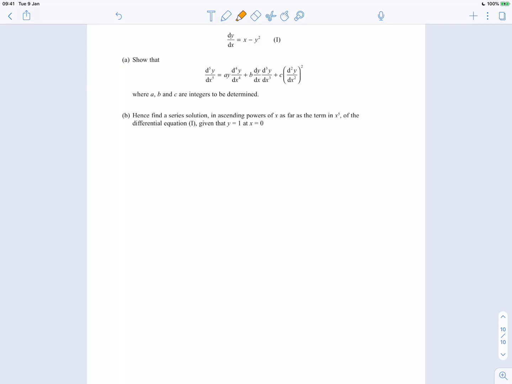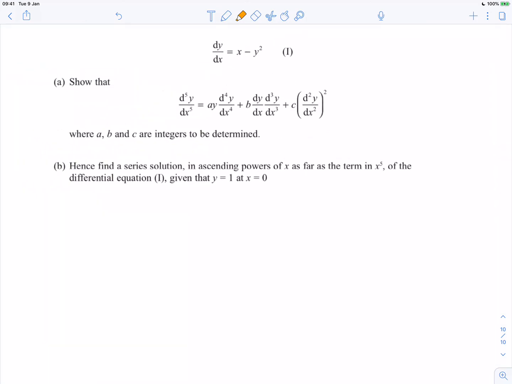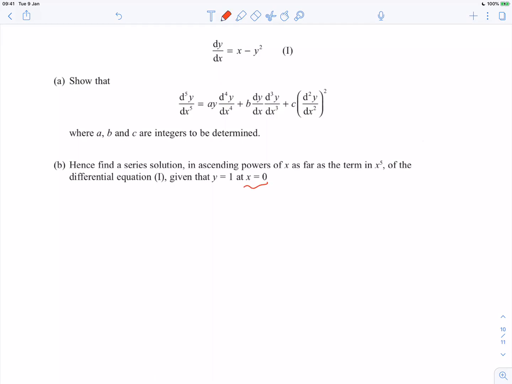Okay, so we've got dy by dx equals x minus y squared. So I think what this is getting at is how we're going to use Taylor series or Maclaurin series, it might be, I'm guessing, because we've got an x equals 0 going on here. We might have to use a Maclaurin series to essentially solve a differential equation. It's not a particularly easy one by the looks of it.